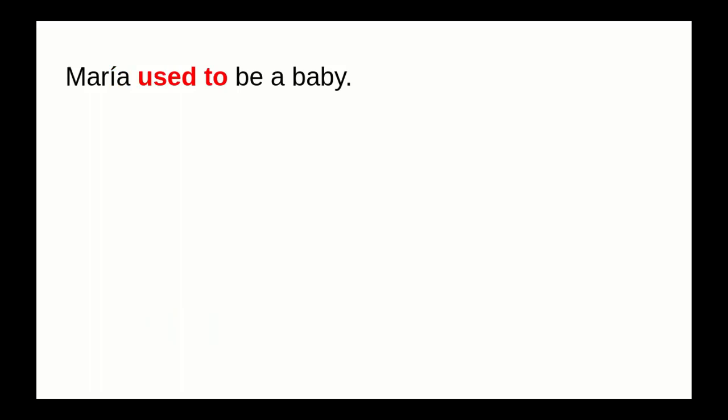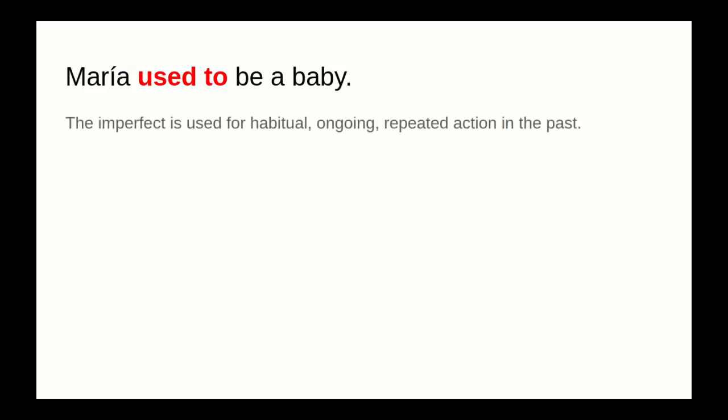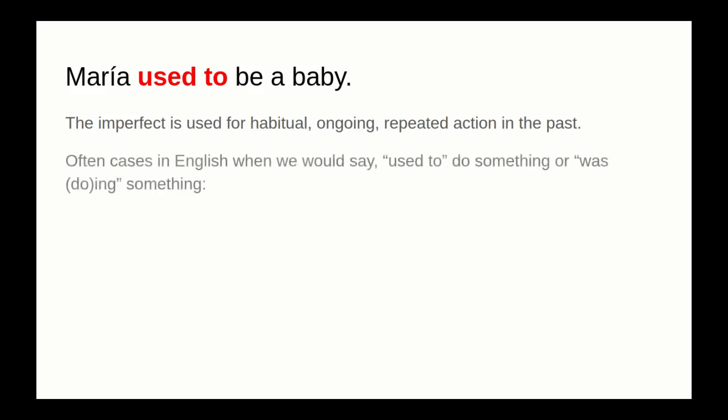But why used to be? Well, the used to is to remind us that the imperfect is used for a habitual, ongoing, or repeated action in the past. It's often cases in English when we would say, I used to do something or was doing something. I used to watch a lot of television.